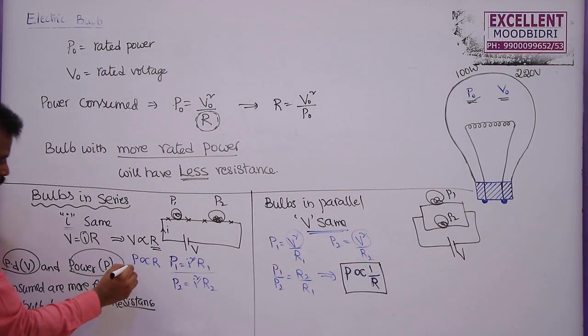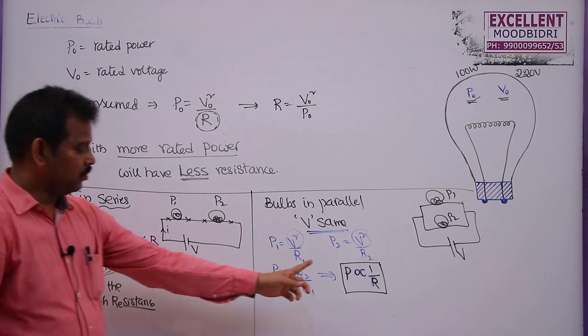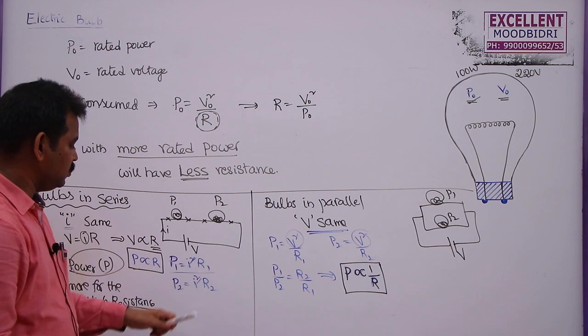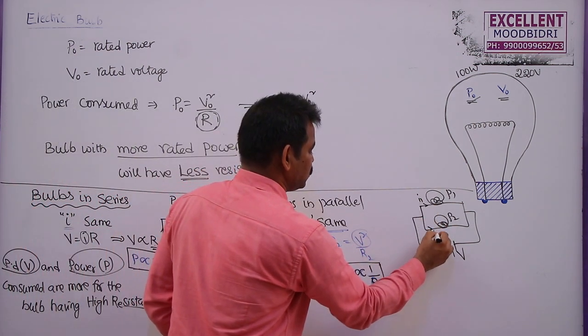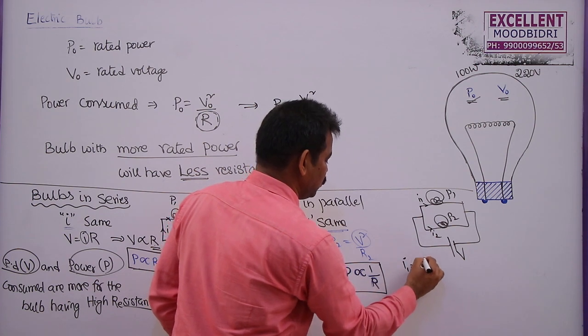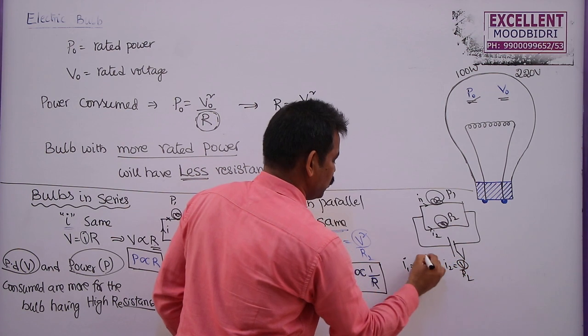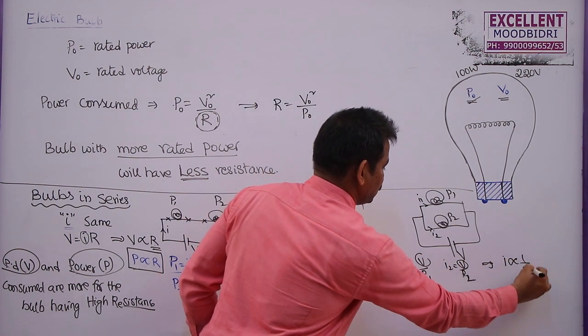Here you can see power is directly proportional to R in series combination, but power is inversely proportional to R in parallel combination. So what is the meaning of this? Not only this, what are the currents through the first bulb and the second bulb? I1 is equal to V by R1, I2 is equal to V by R2. As V is constant, here you can write I inversely proportional to R.